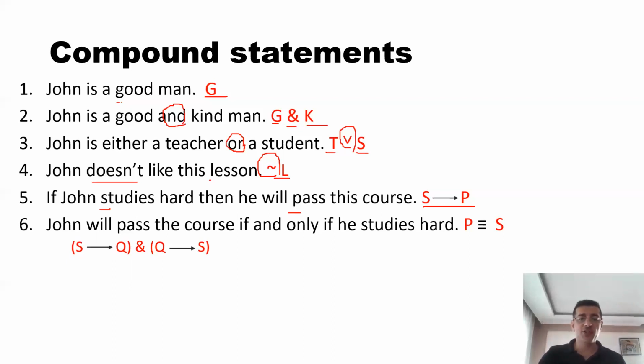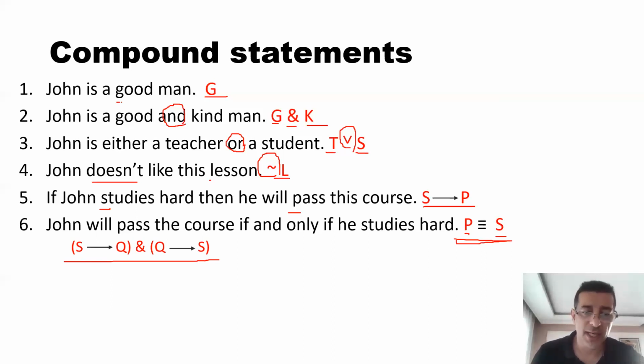And finally, we have this: John will pass the course if and only if he studies hard. So we can just write it like this: P is pass, and S is study. So we say P if and only if S. This is a different way of writing the same sentence, but it's a bit different, and we'll see how it is different, okay?